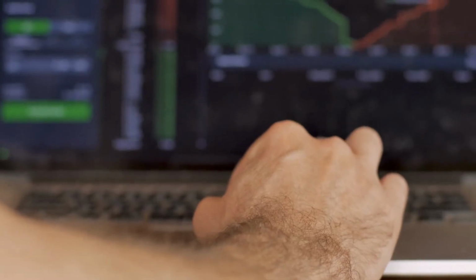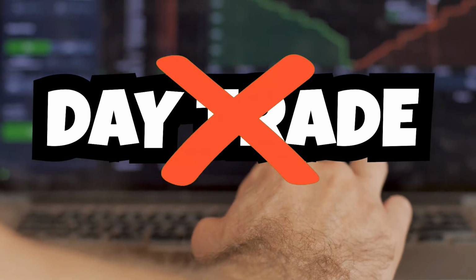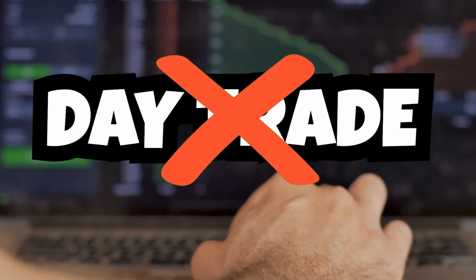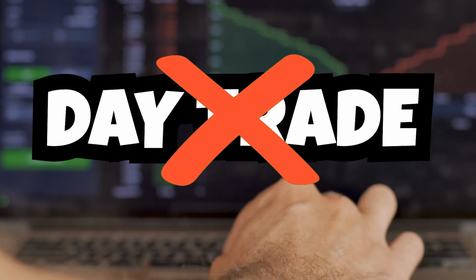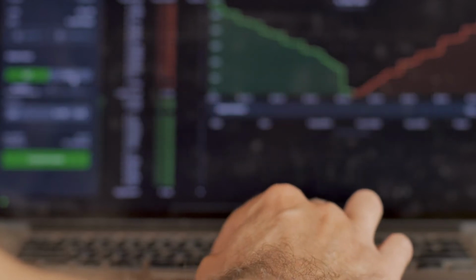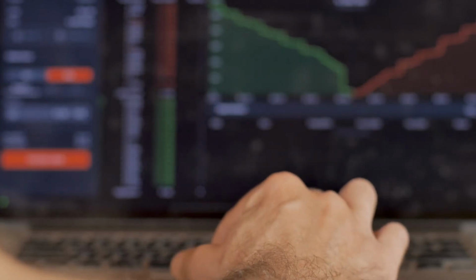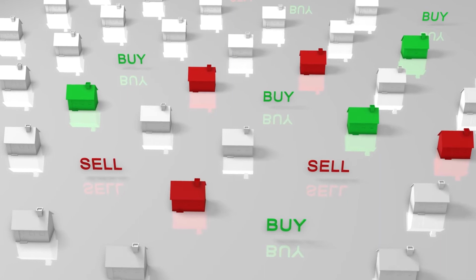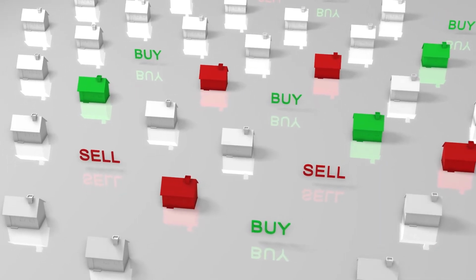Something else you have to keep in mind is that you cannot day trade within a TFSA. The account is for long-term investments only, and the CRA actively monitors taxpayers that are actively trading within their TFSA. You can get into big trouble for this, and there is no set definition of what they consider day trading. So it's best to keep your buying and selling within the TFSA to a minimum.